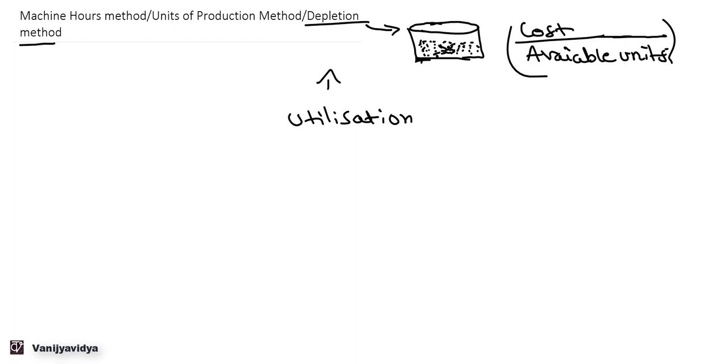So this depletion method can be used only in the case of gold mines or other mines wherein we extract the crude oils or such products. So this is about the depletion method. So in all three methods, one common factor is the depreciation is charged on the basis of utilization. Now we will see one example for units of production method.